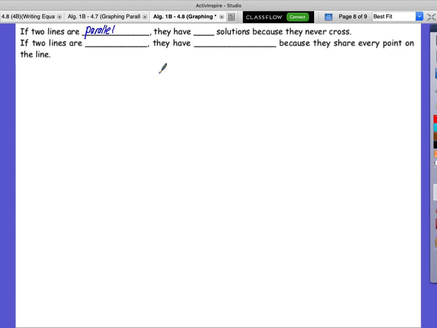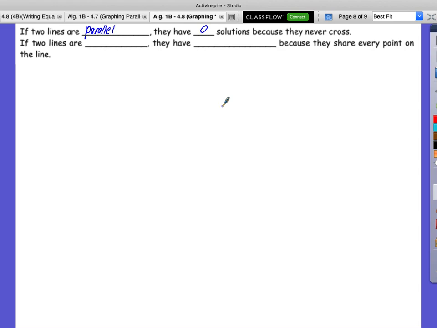If 2 lines are parallel, how many times do they cross? Never. So 2 lines that are parallel are going to cross 0 times. We're saying the solutions are where they cross. So how many solutions will it have? 0. If they never cross, they'll never have any solutions. So if 2 lines are parallel, they'll have 0 solutions because they will never, ever, ever cross. The solution is wherever they intersect, and parallel lines never do that. So they don't have any solutions.